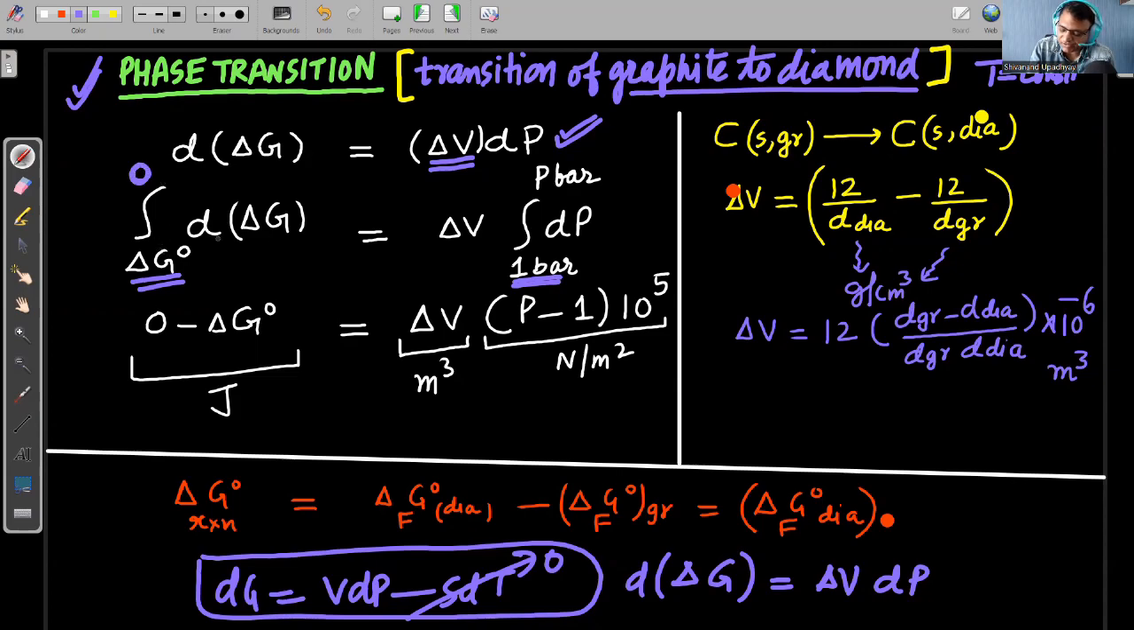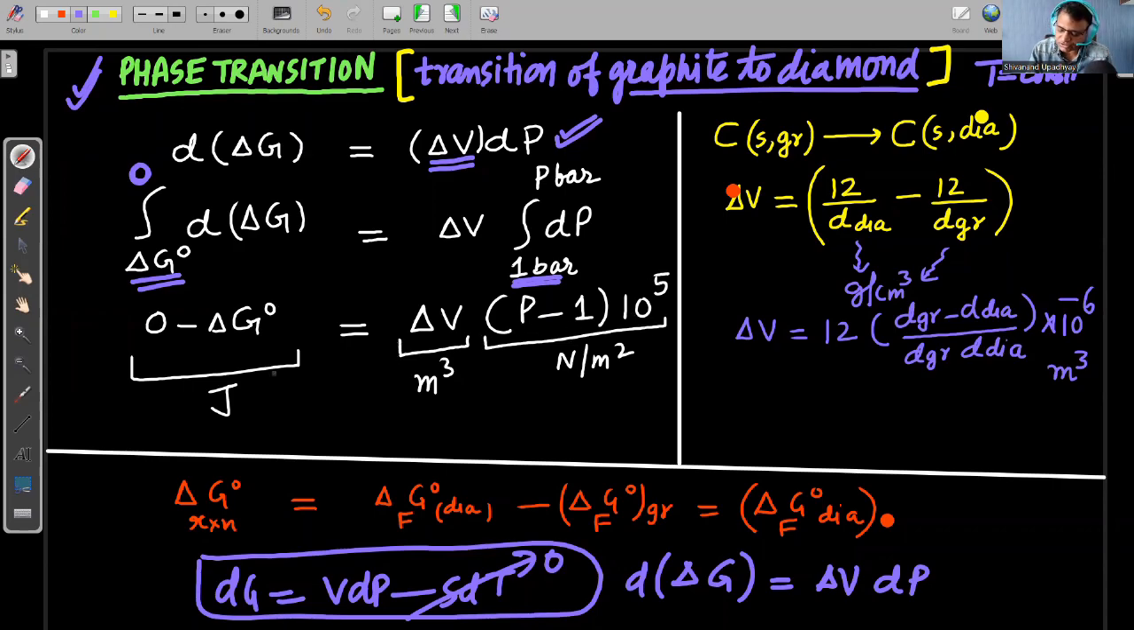If I simplify the left hand side, the integration and differentiation will cancel out. We can write the Gibbs free energy of this process final minus the Gibbs free energy of this process initial. So 0 minus delta G naught of this process is equal to delta V of the process into final pressure P bar minus initial pressure. Pressure is in bar, and we know that 1 bar is 10 to the power 5 Pascal. So we are writing the pressure in Pascal: P minus 1 into 10 to the power 5.